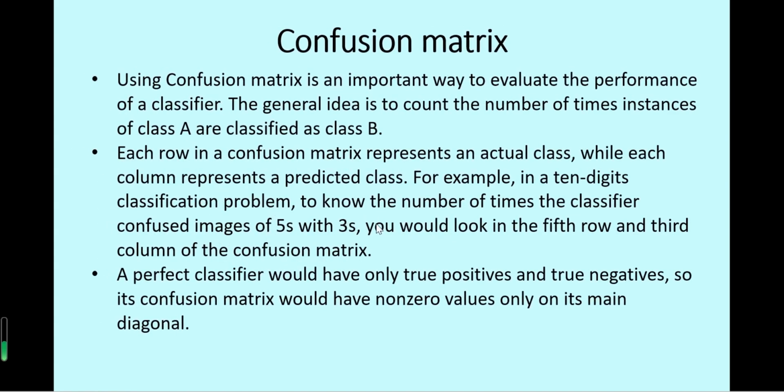For example, if you want to know the number of times the classifier confused images of 5s as 3s, you would look in the fifth row, because the fifth row represents the true class is 5, and the third column, because the third column represents the predicted value is 3. A perfect classifier would have only true positives and true negatives, so its confusion matrix would have non-zero values only on its main diagonal.